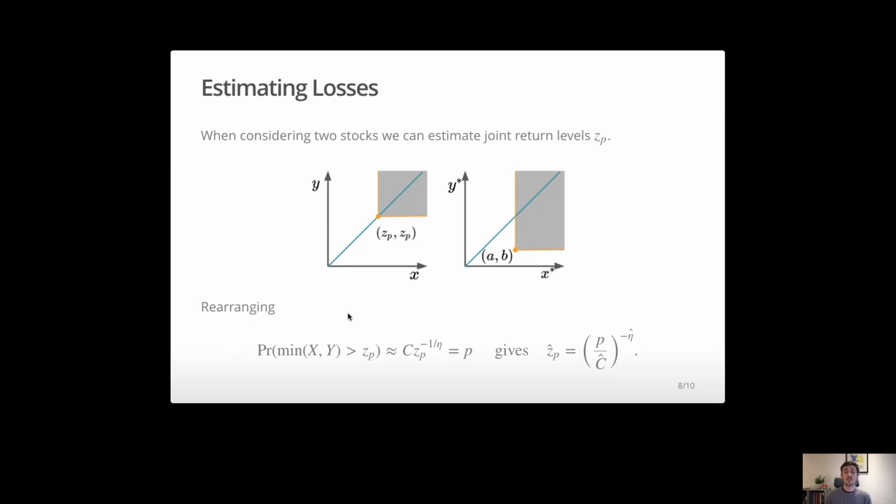The way we can do this is to define a joint return level, ZP, in terms of a value on this diagonal, which is giving us values for our standard Fréchet x value and our standard Fréchet y value. We can then define the return value with probability p to be the point along the line y equals x, such that the probability that x is greater than that value and y is greater than that value is going to be equal to p.